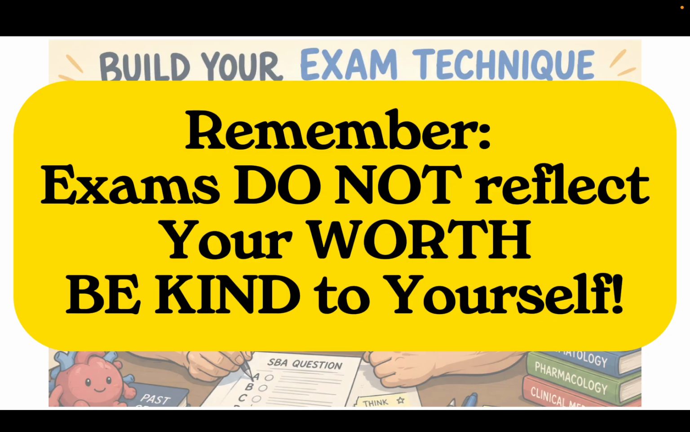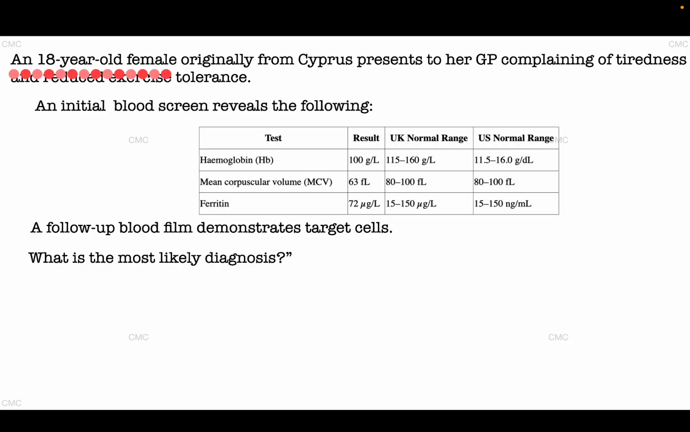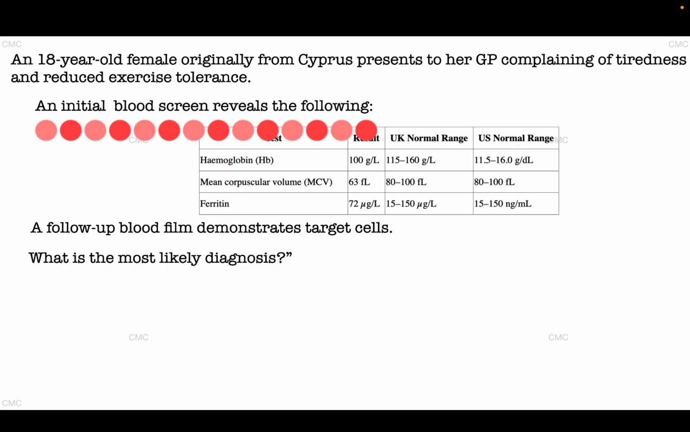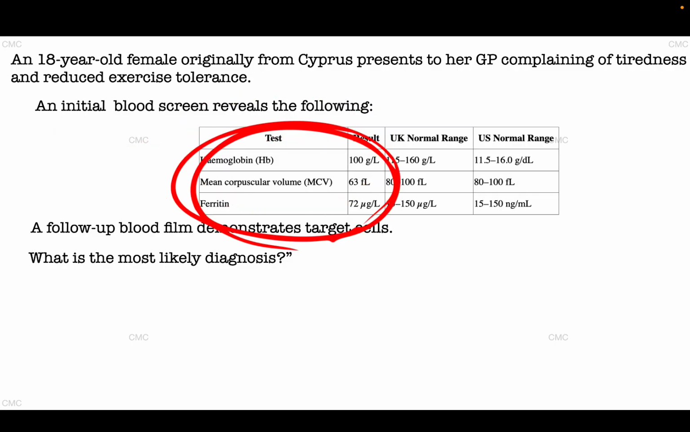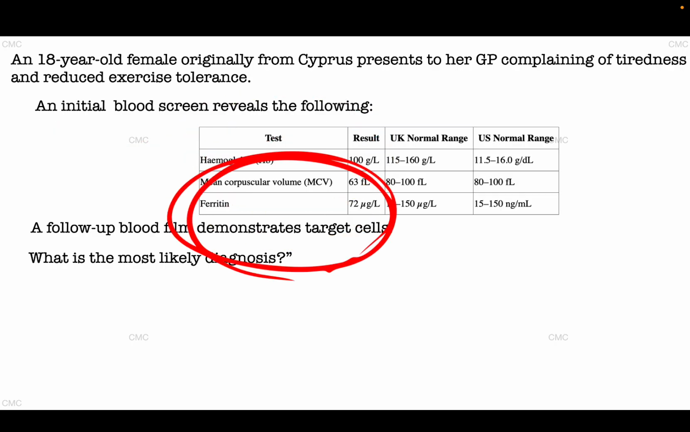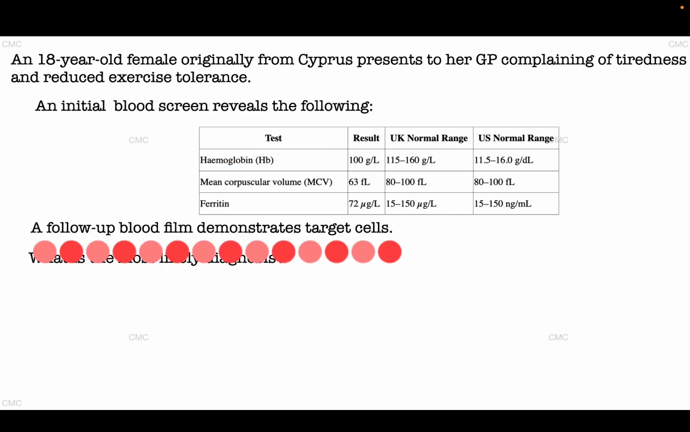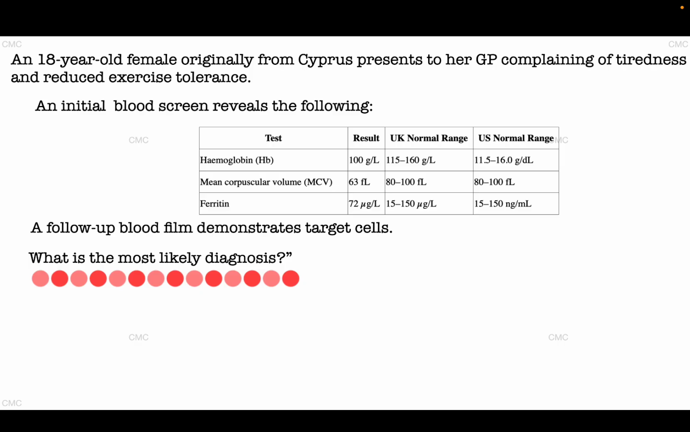That said, let's have a look at this question. An 18-year-old female, originally from Cyprus, presents to her general practitioner complaining of tiredness and reduced exercise tolerance. An initial blood screen reveals the following: hemoglobin of 100, MCV of 63, and ferritin of 72. A follow-up blood film demonstrates target cells. What is the most likely diagnosis?